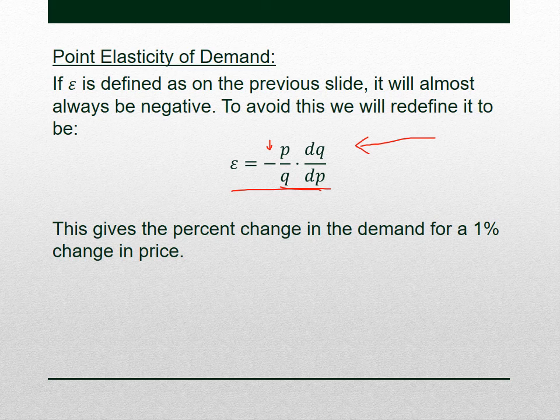What is this? Well, the point elasticity of demand, like we were talking about, tells you at what percent the demand changes when there is a 1% change in price. So you change your price by 1%, whatever epsilon is, that's the percent at which your demand changes.